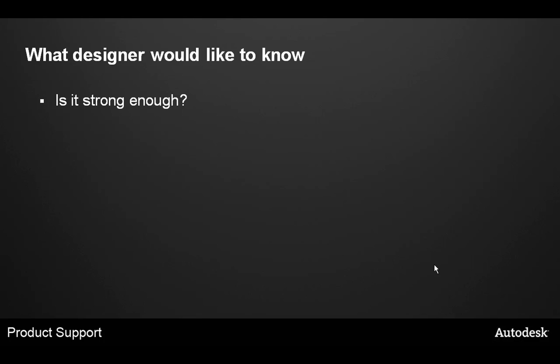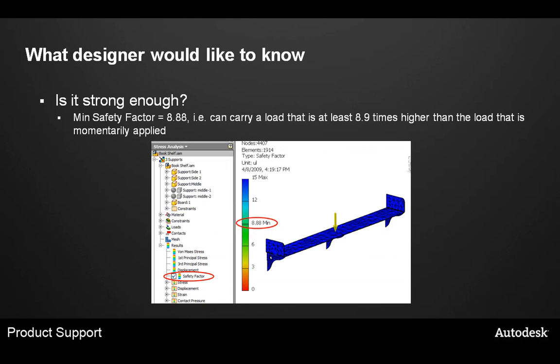To answer the strength question, it is sufficient to run a default mesh and a default analysis, and let's assume we get a result like the picture that I'm showing here, where the stress analysis gives us a minimum safety factor of 8.88. What this really means is that if we consider an estimated weight of 5 kilogram, we would be able to support 45 kilogram of books on this particular bookshelf.